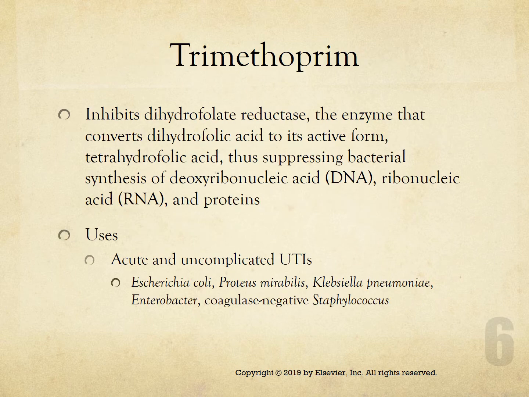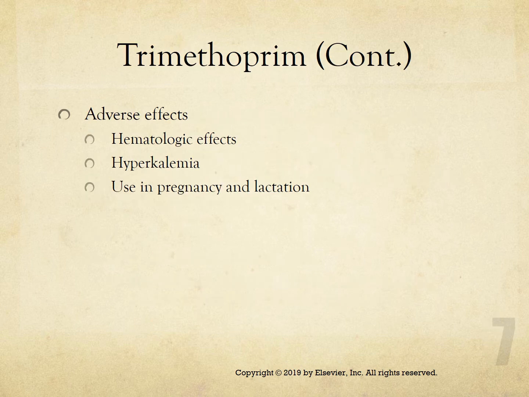Trimethoprim inhibits the synthesis of DNA, RNA, and some proteins within the bacteria. Its main uses are for acute and uncomplicated UTIs. It has the same adverse effects that we found in the sulfonamides, and you must remember it cannot be used in pregnancy or lactation.